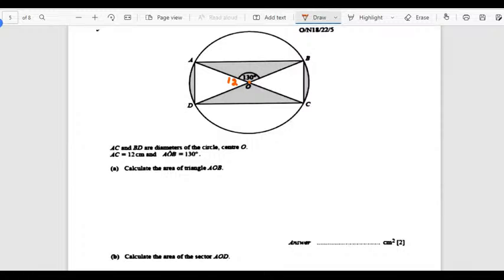They want us to calculate the area of AOB. Okay. Now, one thing is certain that if AC is 12, BD would also be 12 because that is also the diameter. Okay. Now, what would be this length and this length? Can anyone tell me? 6 and 6. Very well done. Excellent. So it is 6 and it is 6.